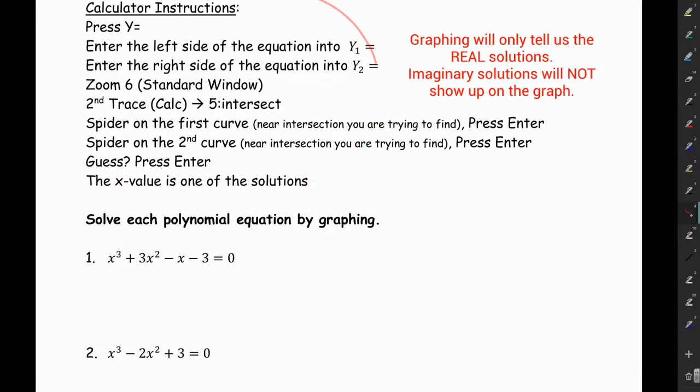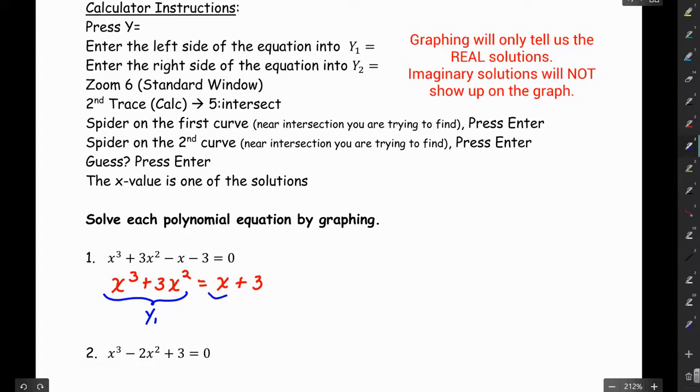And what we want to do is rewrite this equation before we start. We're going to move part of the equation to the right side of the equal sign. So I'm going to just move over the x and the 3, just part of it. I'm going to add x to both sides. I'm going to add 3 to both sides. And now I'm going to put the left side in y sub 1, and I'm going to put the right side in y sub 2, and I'm going to find the intersection.